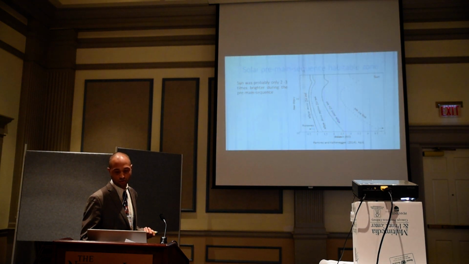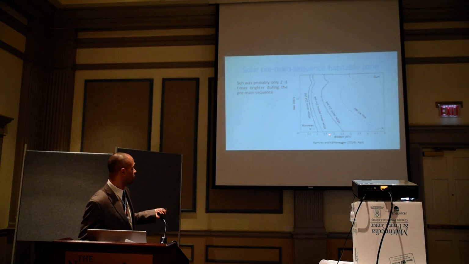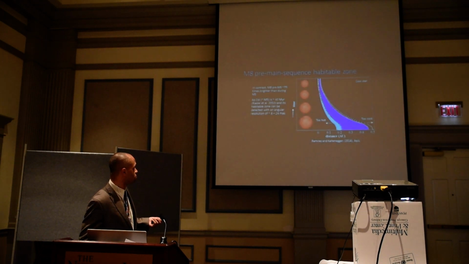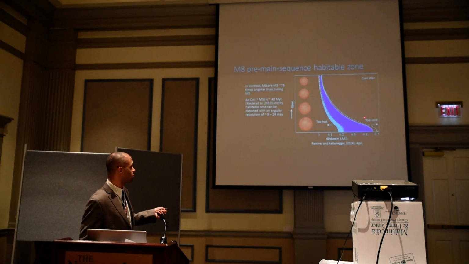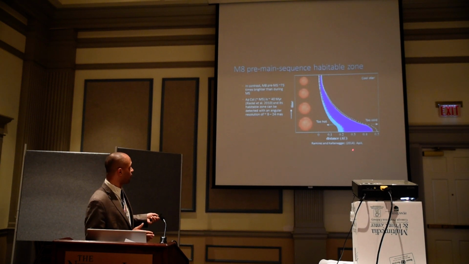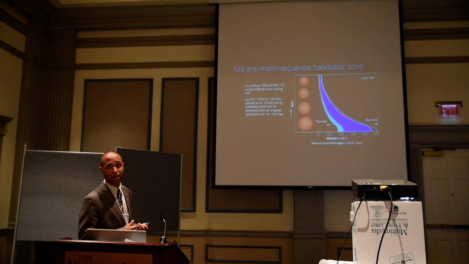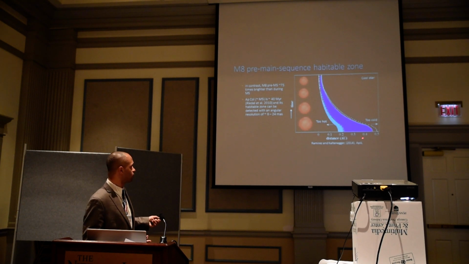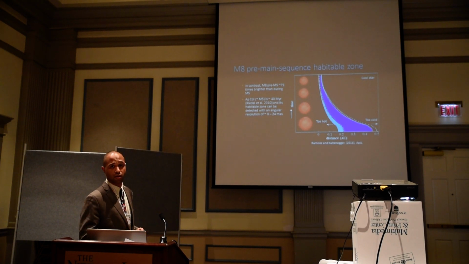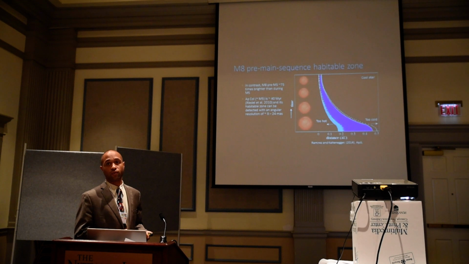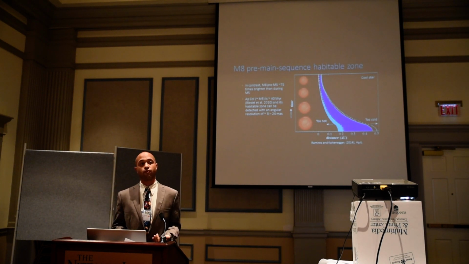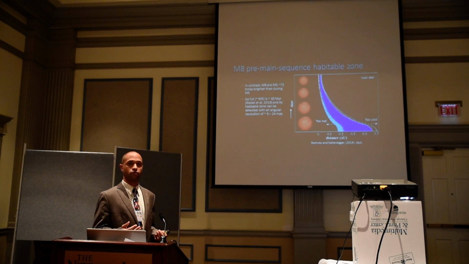I mean, we can just show you how different the relative widths of the habitable zone are for the early on. The pre-main sequence habitable zone is many times wider relative to the width of the habitable zone during the main sequence. And this has implications for direct observations.